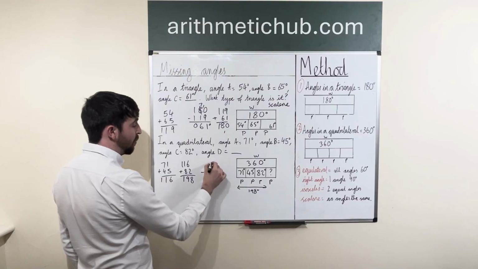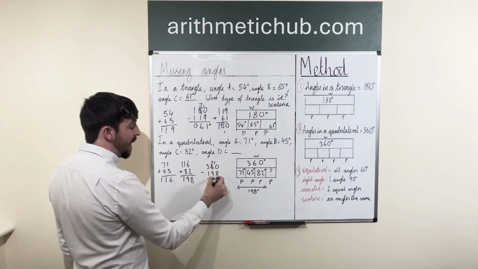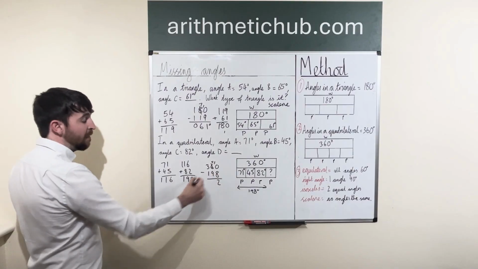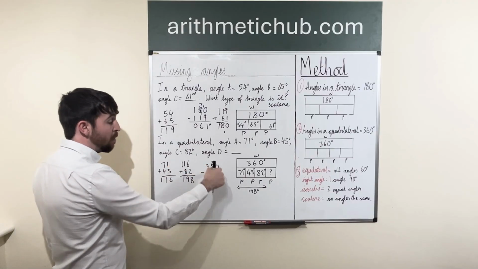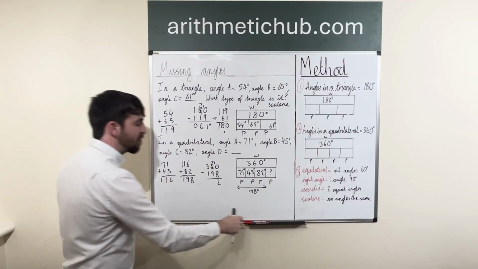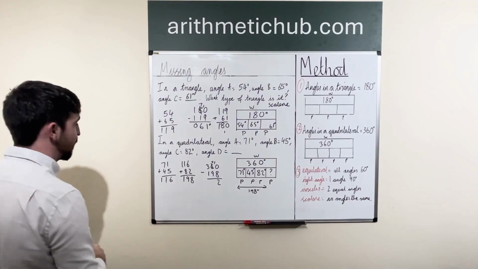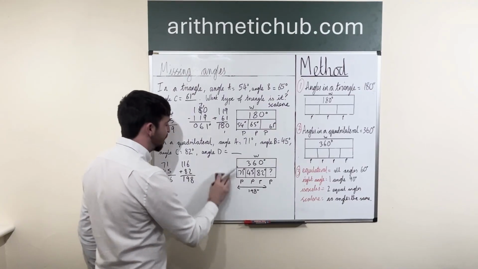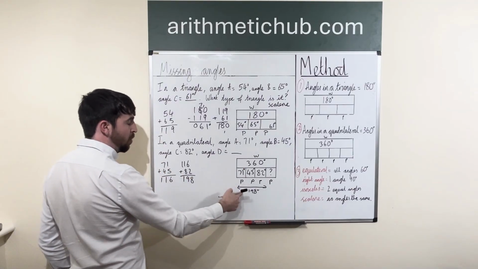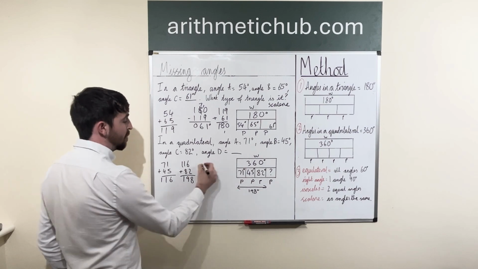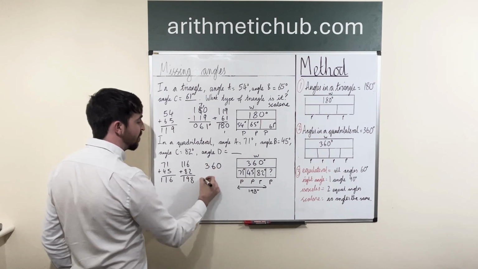0 add 8 I can't do, so I need to exchange. 10 add 8 is going to give me 2. Oh, I'm talking about adding. What am I doing? 0 take away 8. Let's go back. Let's redo that part of the question, because I've talked about adding, and it wasn't a case that we needed to add. Let's try that again. So, I've got 198 over here, and I'm subtracting that from 360.